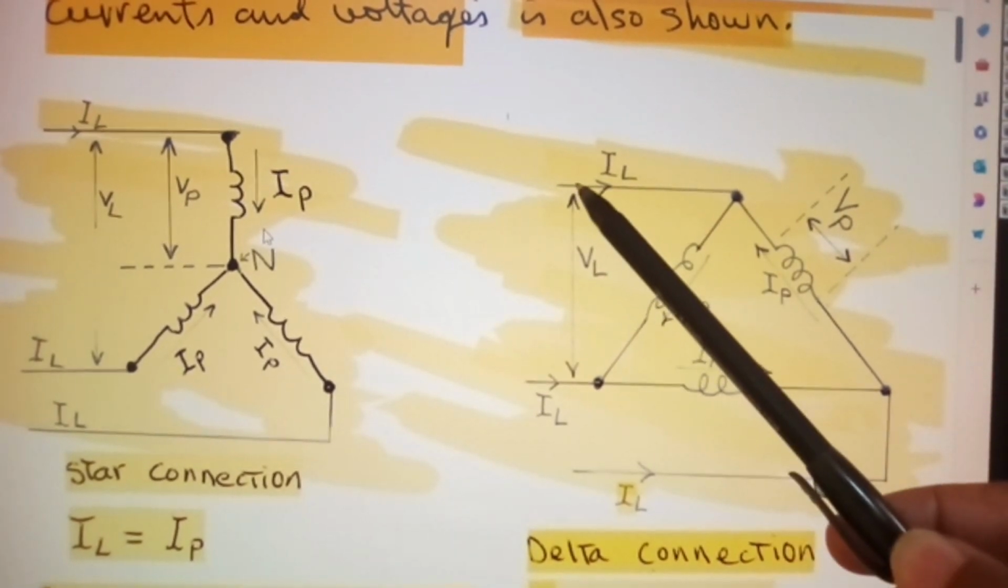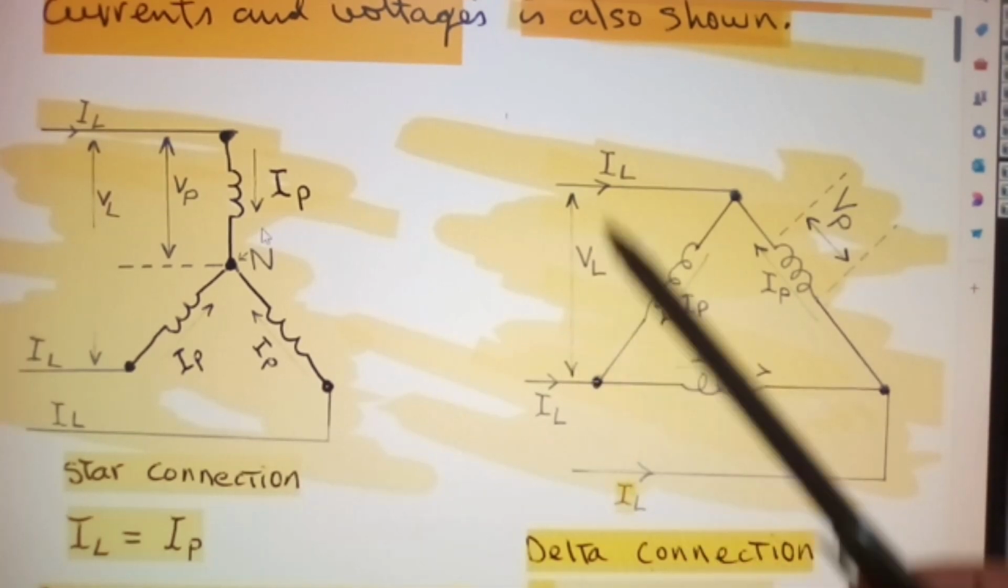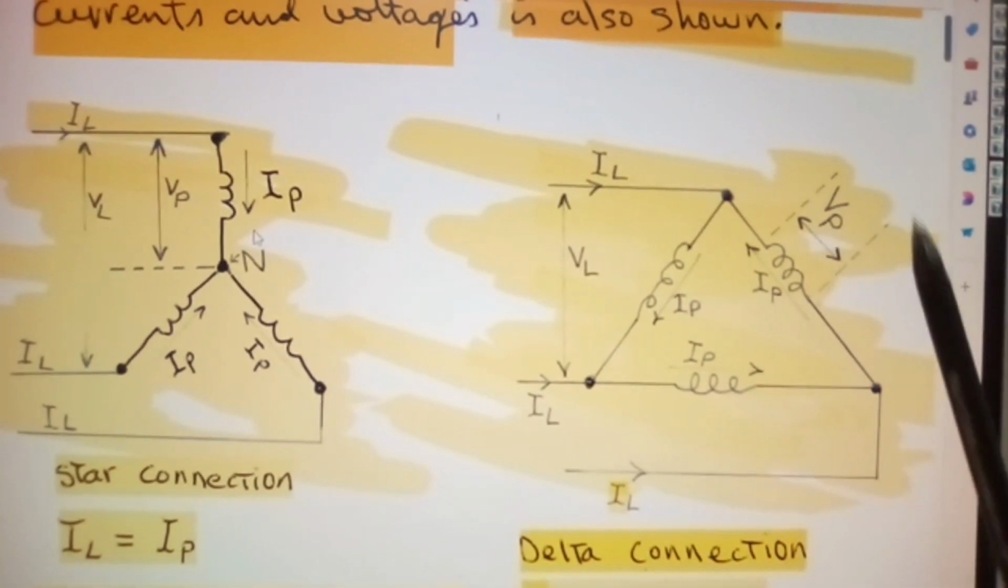Voltage line is across, again here, any two phases. Your current line and your voltage phase.